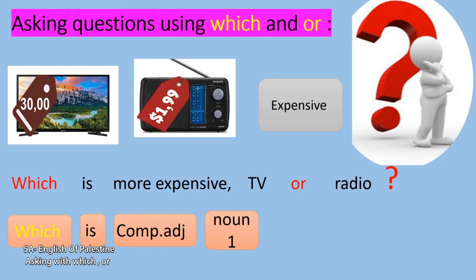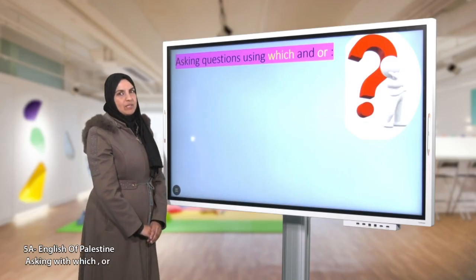And then we add noun 1, TV, or to give choices, لإعطاء الخيارات. And then we add noun 2. Don't forget using a question mark and capital letter. We use capital letter at the beginning of the question and a question mark at the end of the question. Now, let us take another example.